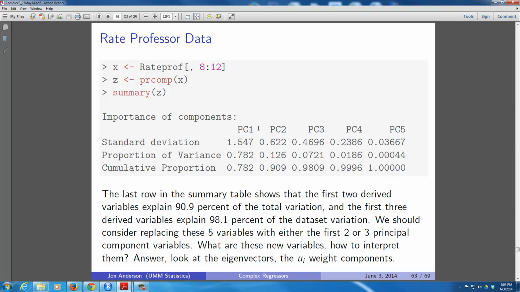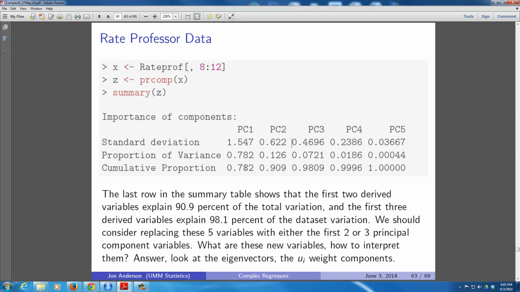The first two variables, the first eigenvalue is this one, the second eigenvalue is 0.622, and between the first two variables you explain about 91% of the variation in the entire collection set. If we go up to 3 variables, you explain about 98.1% of the variation. So we can basically summarize 5 variables with 3 new derived ones.